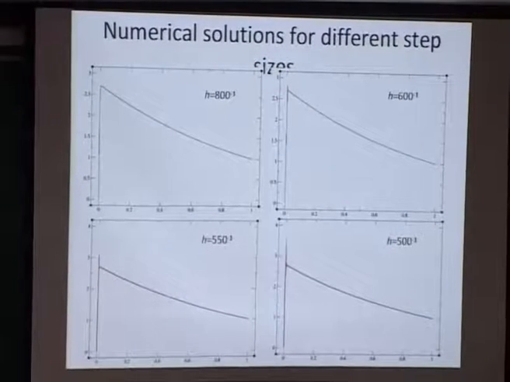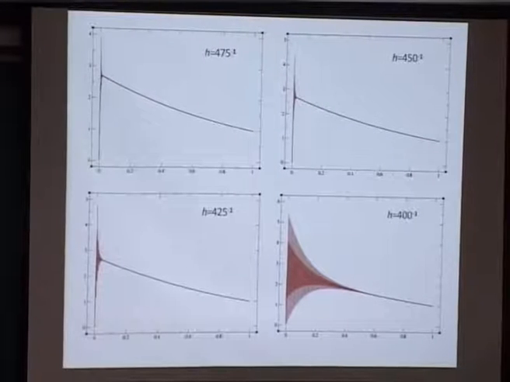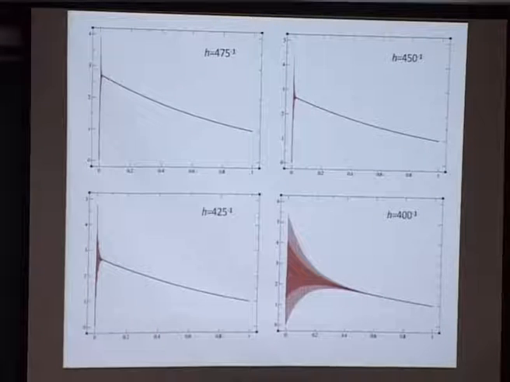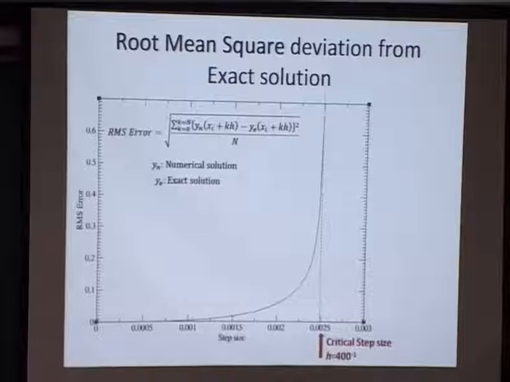So for such exact solutions which show a very sharp corner or very sharp peak in their graphs, we would really expect that above a particular step size, the numerical one does not converge to the exact solution at all, which is exactly what we see here in terms of the RMS error becoming very, very high, above h equals 400 inverse. So that is basically a summary of my results.